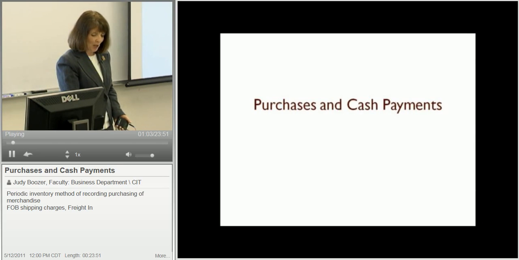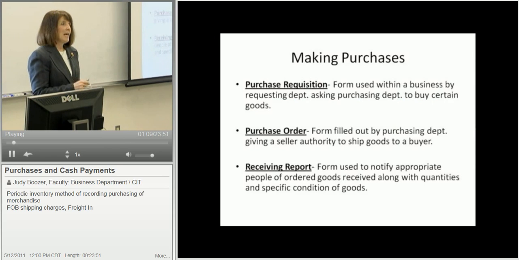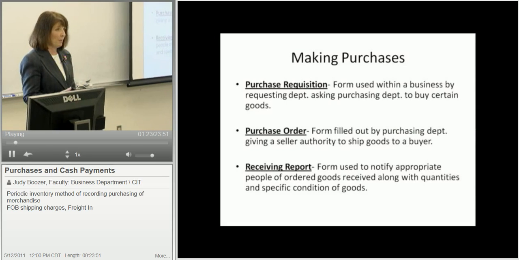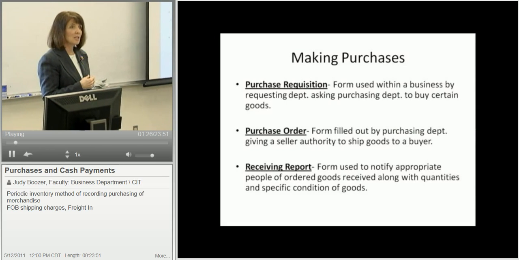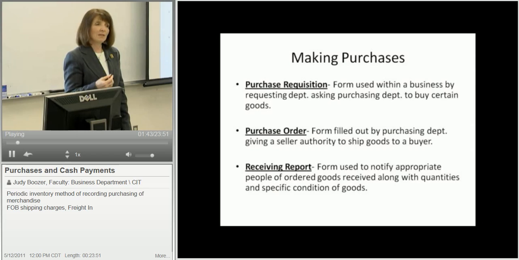So let's first talk about making purchases. What purchases entails is merchandise intended for resale. Not the purchase of anything else, but merchandise intended for resale. So for example, if I was to buy equipment, would that be a purchase? No. It's only merchandise intended to sell, so it's the purpose of your business, whatever merchandise you're selling for a profit. Okay?